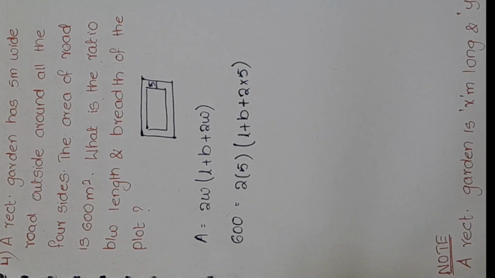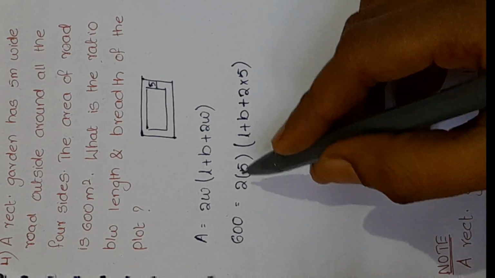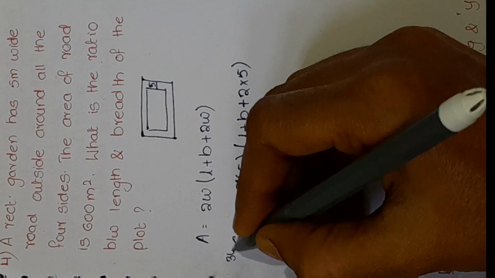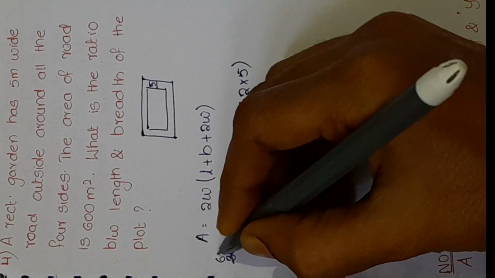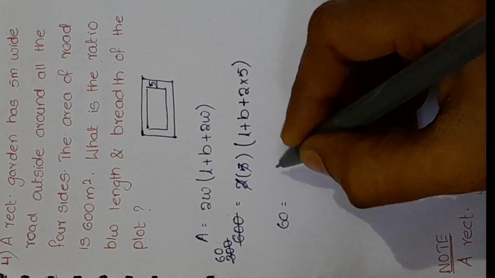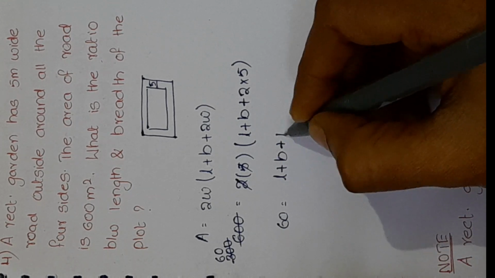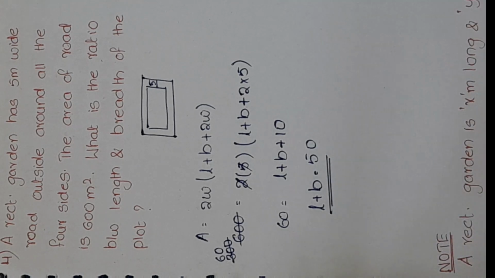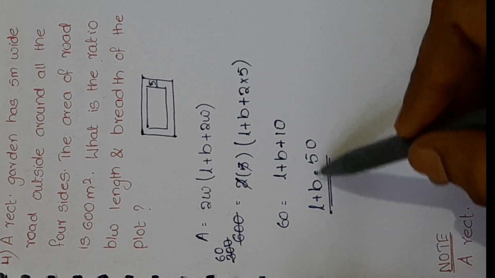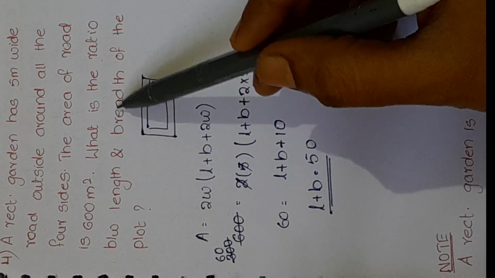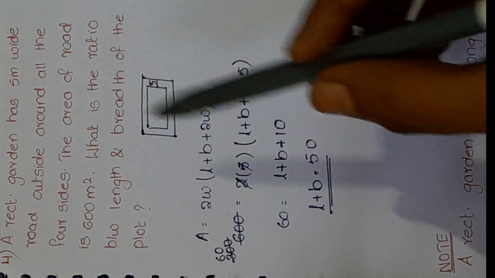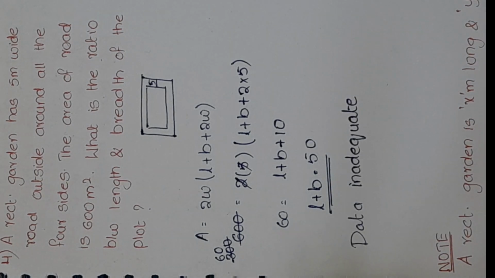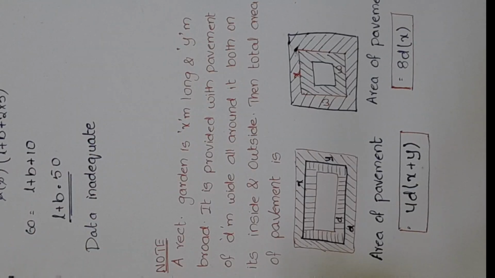Substitute the values. Substituting, area is equal to 600 meters, W is equal to 5. From this we get 60 is equal to length plus breadth plus 10. L plus B is equal to 50. We got the sum of the length and breadth as 50. But we don't know the length and breadth. So we cannot find the ratio between length and breadth. So the answer is data is inadequate to find the length and breadth of the plot. Data inadequate.